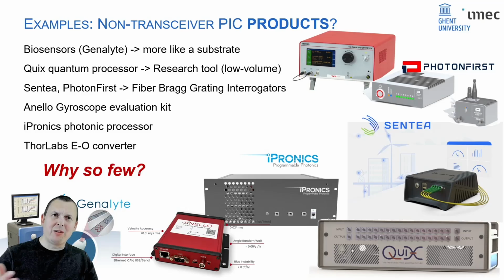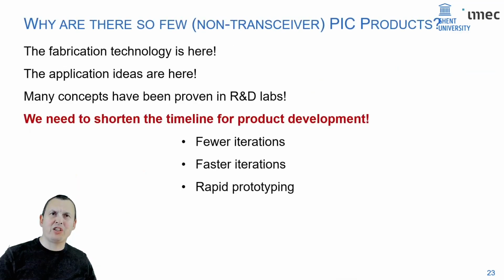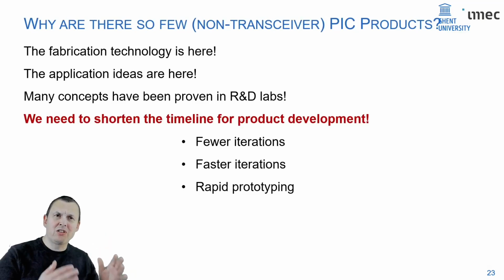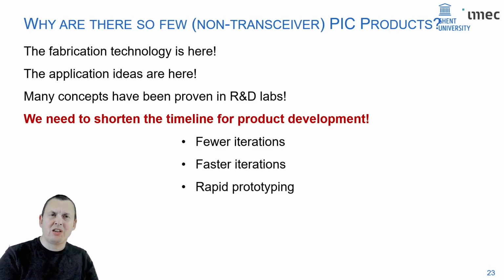So the question can be asked: if we have only so few optical devices, why is that? Why is photonics not breaking through in many more applications? Because we have fabrication technology, we have ideas. There have been thousands of papers proving any concept for a sensor in an R&D lab, but it's not yet there in a product. And one of the key reasons is that it takes too many iterations to get it working. We don't have, in photonic development, very fast iterations. We don't have rapid prototyping.